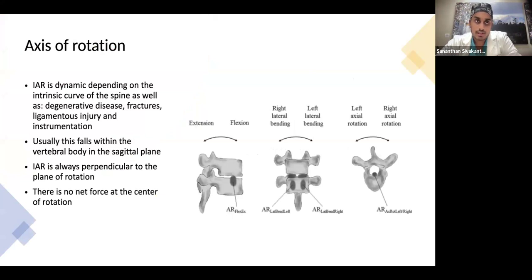When it comes to rotation, you also have to define the instantaneous axis of rotation. The IAR is dynamic, and it depends on the intrinsic curve of the spine, as well as different factors that are variable to each individual, like degenerative disc disease, fractures, ligamentous injury, and instrumentation if it's present. Usually this falls somewhere within the vertebral body in the sagittal plane. The instantaneous axis of rotation is always perpendicular to the plane of the rotations. Thus, there is no net force at the center of the rotation.